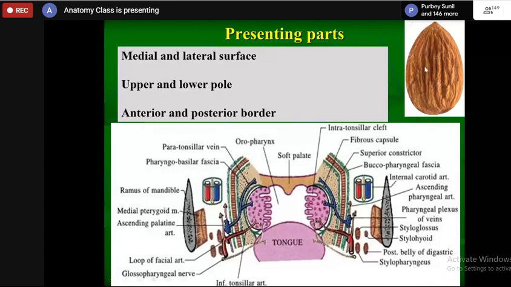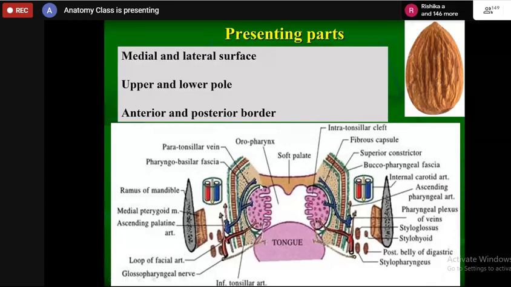Now, you can compare the palatine tonsil with the almond. Right? So just see this one also. This one is the medial surface and this one is the lateral surface. We have the upper pole, lower pole, and the anterior border and the posterior border has not been shown over here because this one is the cut section.